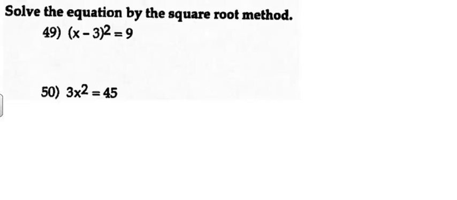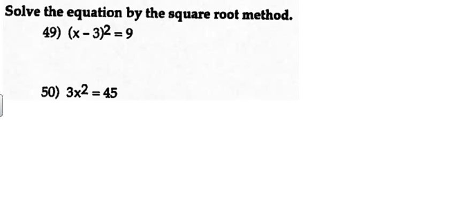Calc review number 49 and 50. Solve the equation by the square root method. The way that this thing is already isolated, I have my variable term squared all by itself, and I have my number on the other side, so I'm good to go with this one.